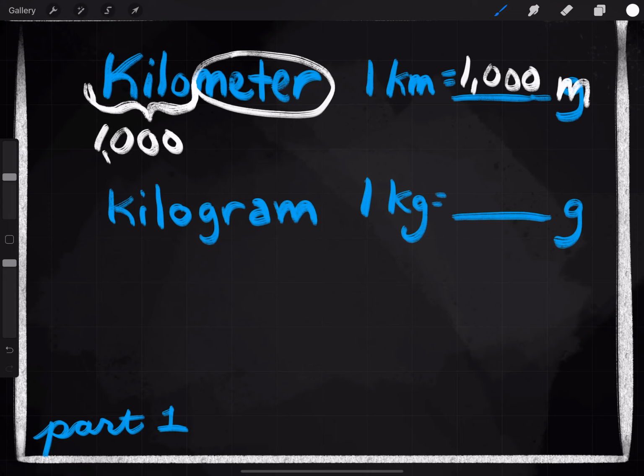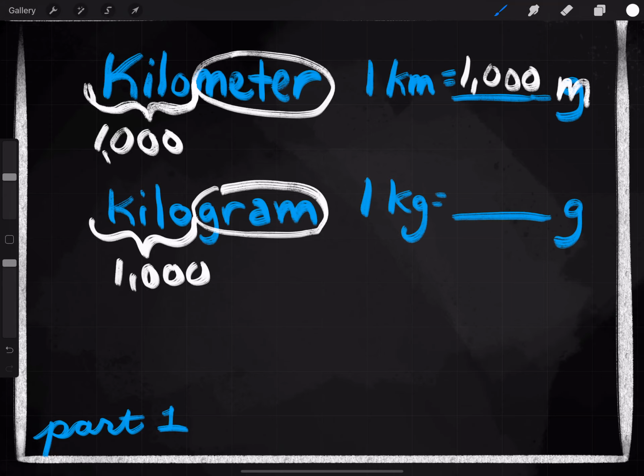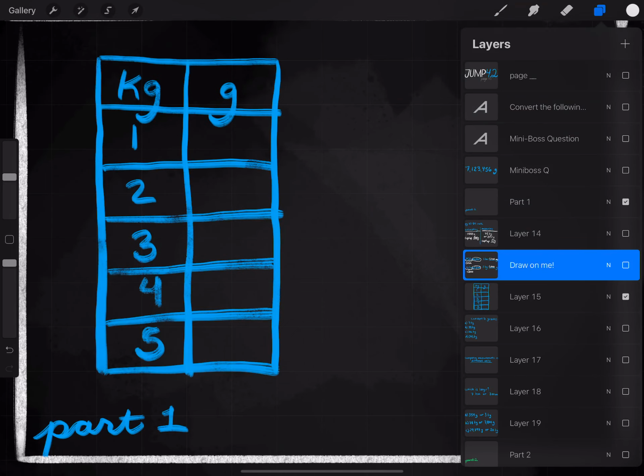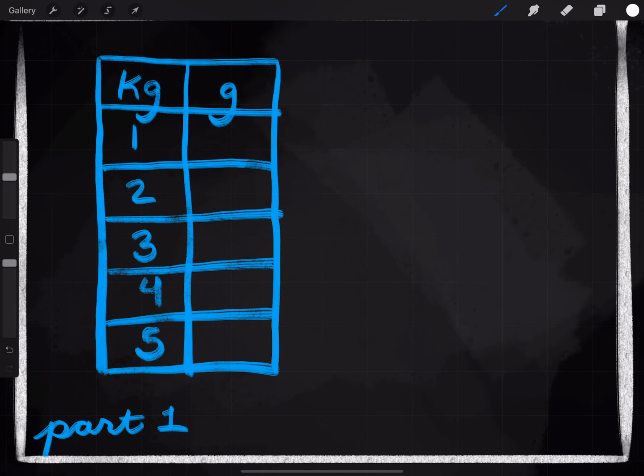Same thing with the kilogram. The gram is a measurement of weight. Kilogram means the 1,000 gram. So 1 kilogram equals 1,000 grams. So that will allow us to do this assignment, knowing this lovely fact. So just for a little practice, go ahead and fill out this chart. 1 kilogram equals how many grams? 2 kilograms equals how many grams? Give it a try, then hit play again.